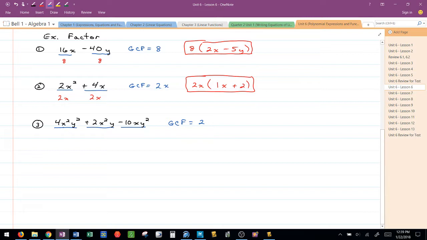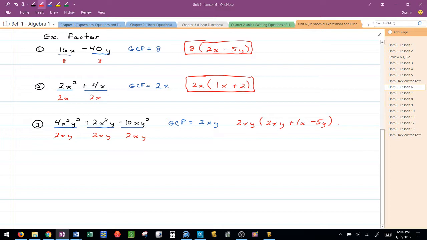I look at the variable x. I notice I have x squared and x to the first. Go with the lowest power. I know I have y squared and y to the first as well. Go with the lowest power. So now I'm ready to factor this, and it's going to factor to 2xy times. Now I have to do my division. Divide each by 2xy and treat each monomial separately. 4x squared y squared divided by 2xy would be 2xy. The second term, I'm going to get plus x, and the last term, I'm going to get minus 5y.